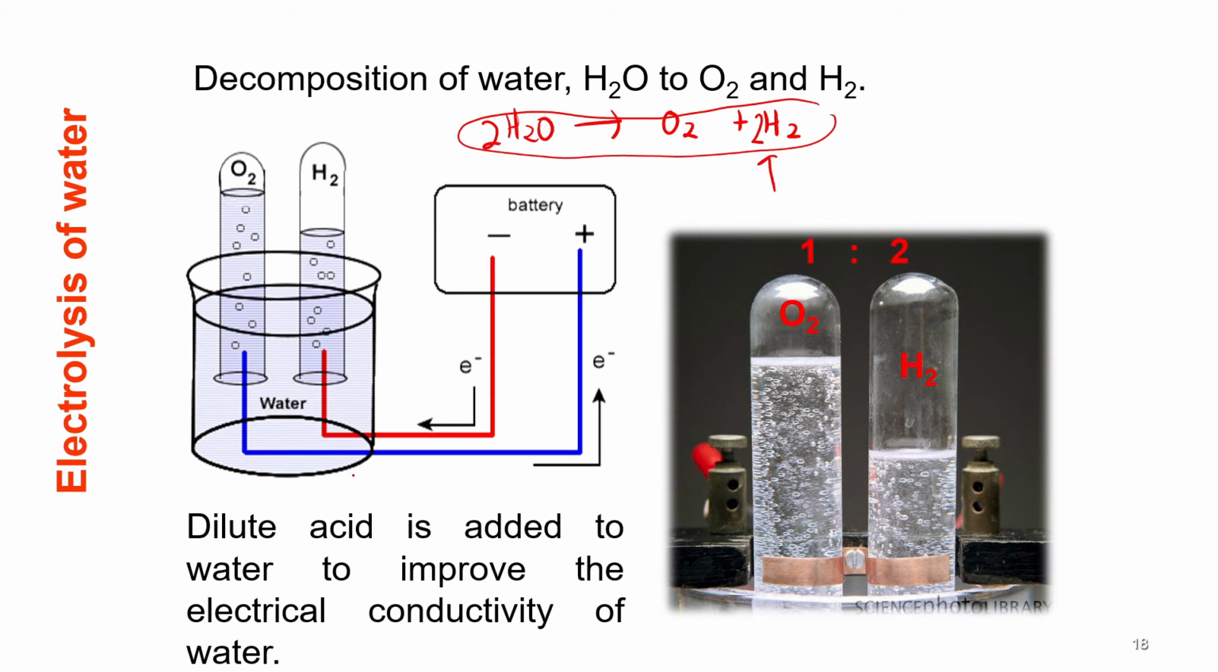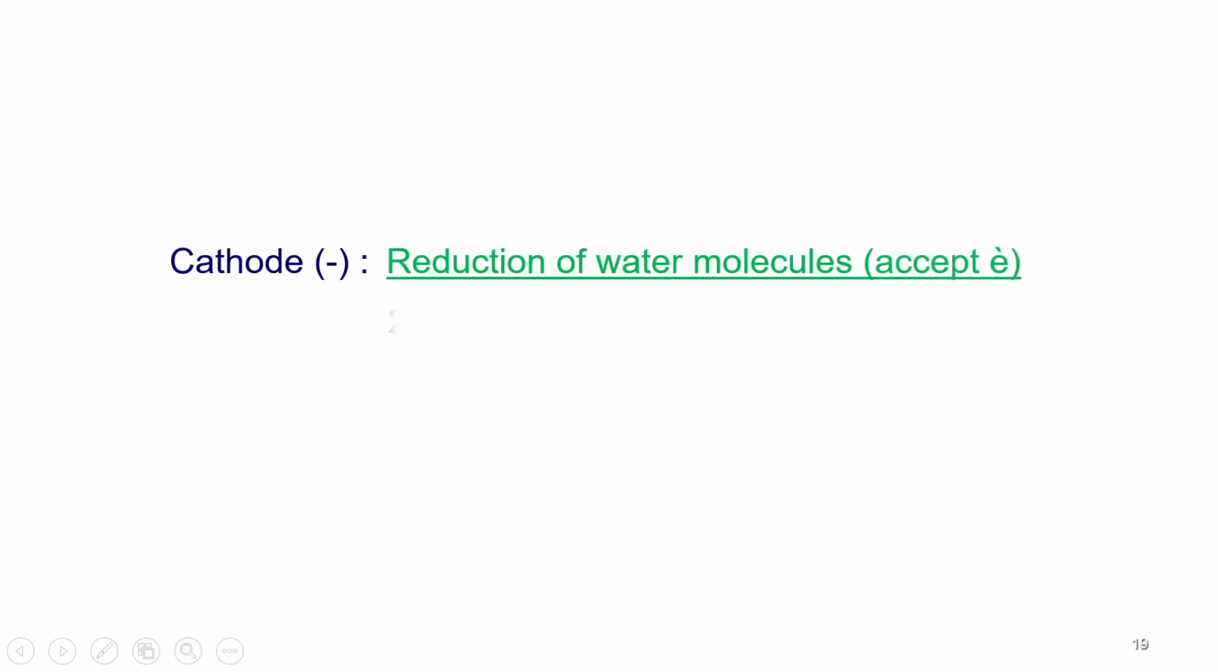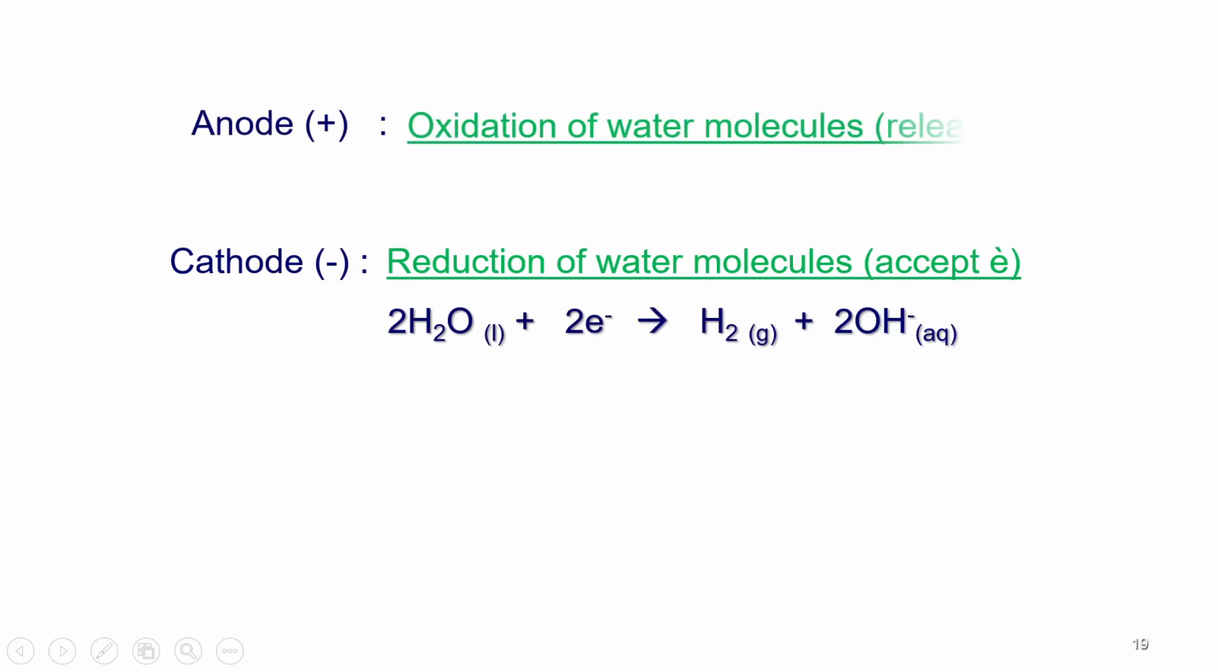Untuk decomposition of water, electrolysis of water, kita akan tambah sedikit asid kepada air. Okay, untuk menyenangkan proses decomposition of water kepada oksigen dan hidrogen. Okay, so untuk anode and cathode, disebabkan dalam electrolyte tu ada water only, so di kedua-dua electrode, anode and cathode, berlakunya oxidation and reduction of water.